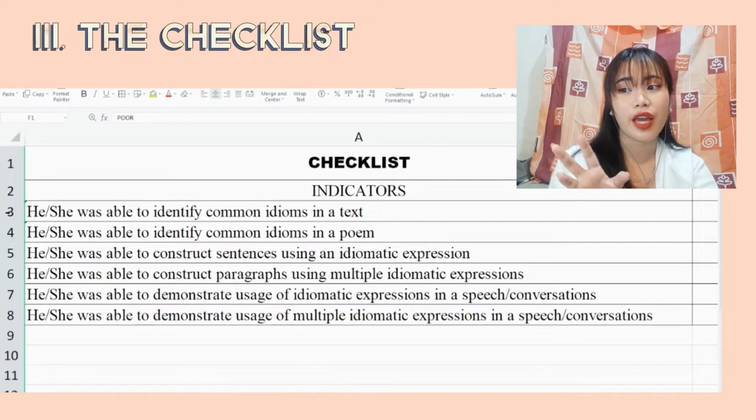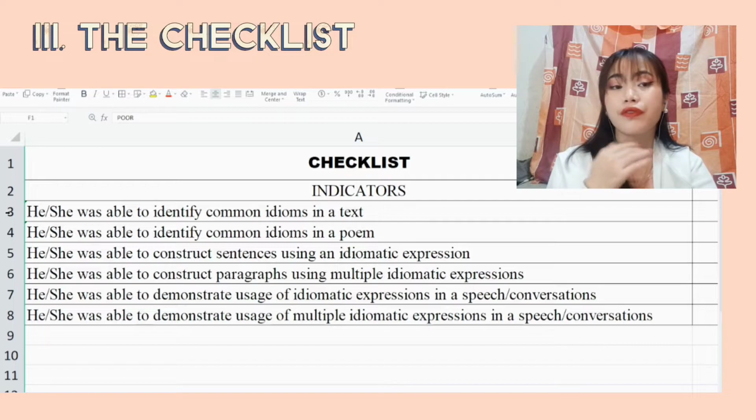If the student can identify the common idioms inside that piece, and you think he did that excellently, then you can rate it 5. Or if not, it's either 4, 3, 2, or 1. The same with the third indicator. If he or she was able to construct sentences using an idiomatic expression, then you can rate it 5. If you think otherwise, then you can rate it 4, 3, 2, or 1.